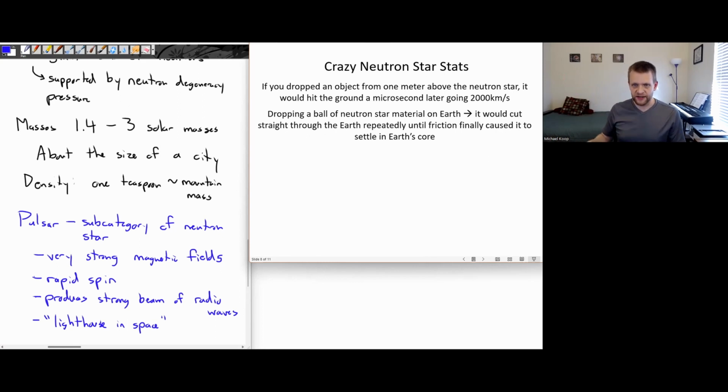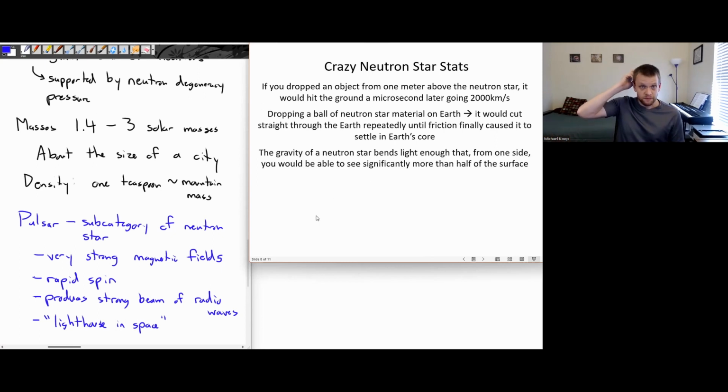If you drop that, the fact that there's ground there wouldn't really matter. It would just start cutting its way through the Earth repeatedly until friction eventually caused it to settle in the Earth's core. If there was a teaspoon of this neutron star material just at the side of the room over here, I would be hard pressed. I would have to be holding on to other stuff in order to not just slide that way.